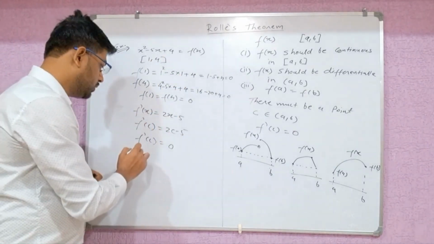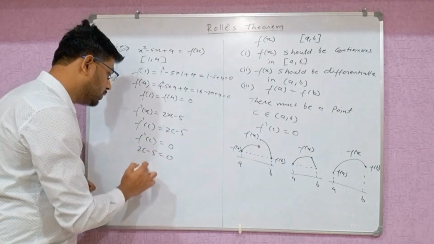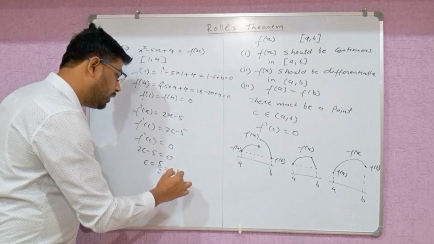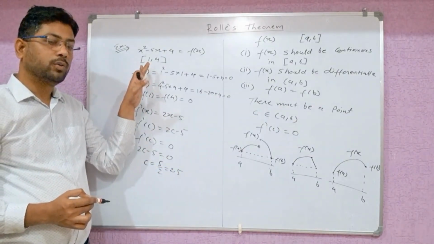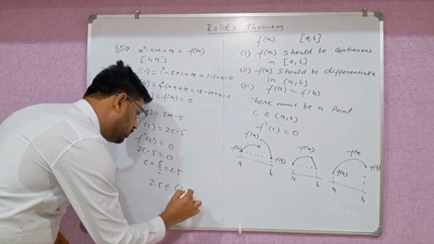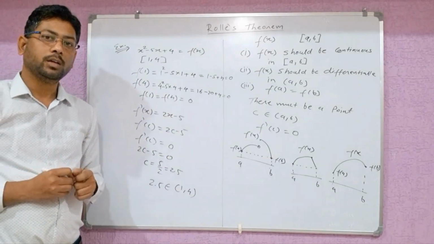So f dash of c means 2c minus 5 is equal to 0. From here we get c as 5 by 2, that is 2.5, and we know this 2.5 belongs to this interval 1 to 4. So 2.5 belongs to 1 to 4. Hence Rolle's theorem is verified from here.